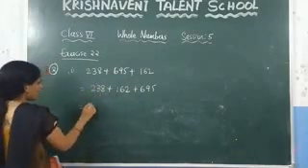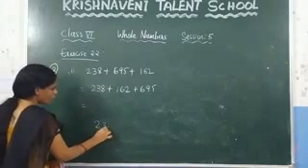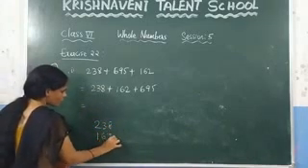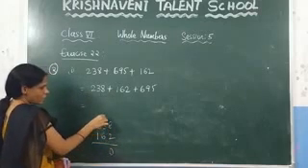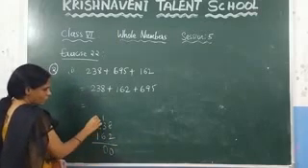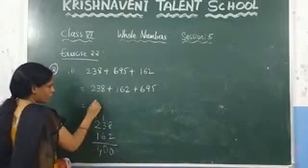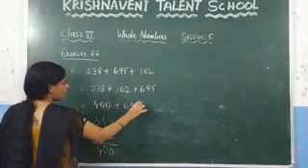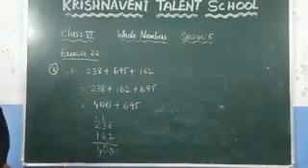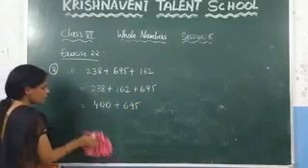Now add these two values. What is the value of 238 plus 162? 8 plus 2, which is 10. 6 plus 3, 9, plus 1, which is 10. And again 2, 3, 4. You are getting 400 plus 695. Now you can observe that the calculation will become easier at this point.